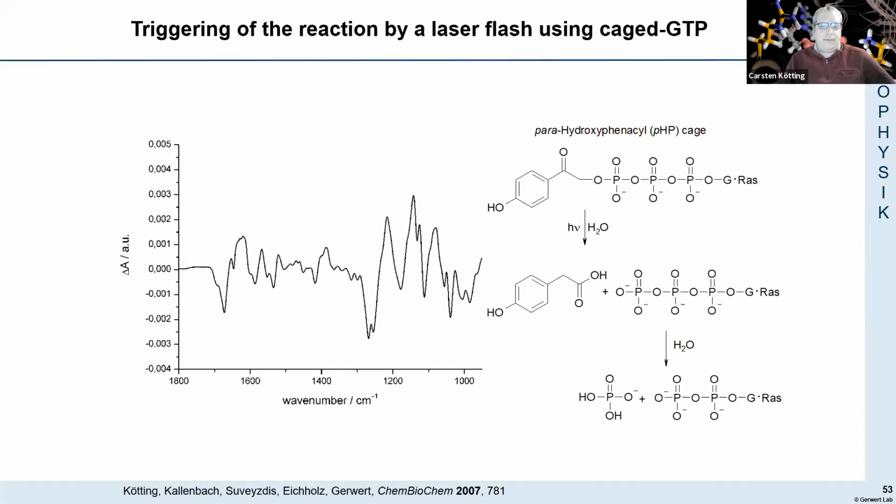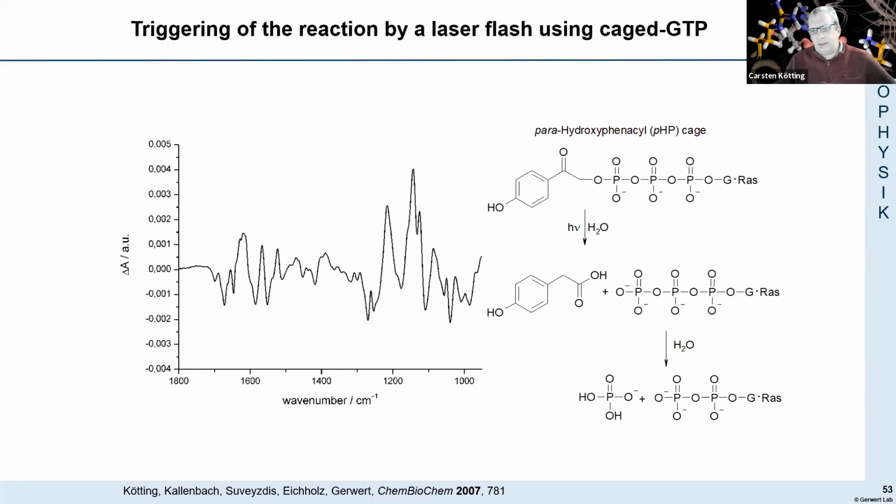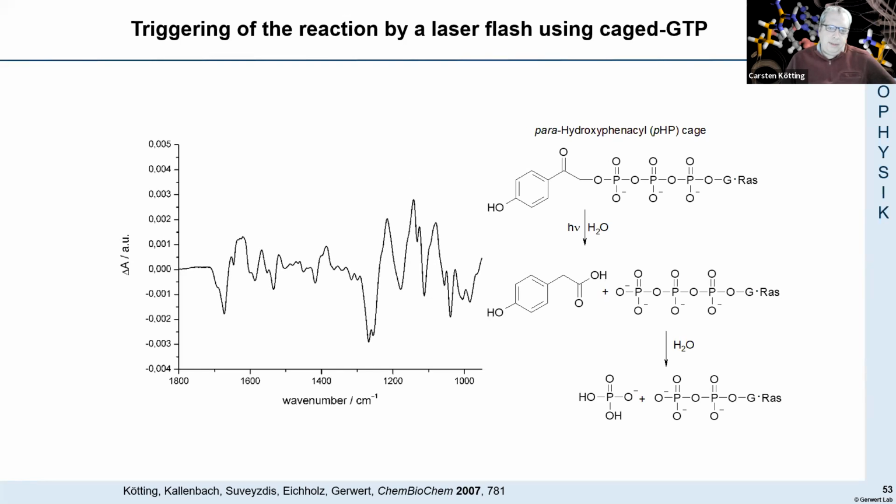We come with the laser flash. After the laser flash, we get a difference spectrum of RAS caged GTP and GTP, and then you see that there's a reaction taking place, and this reaction is the hydrolysis reaction where we come from the GTP to the GDP state.